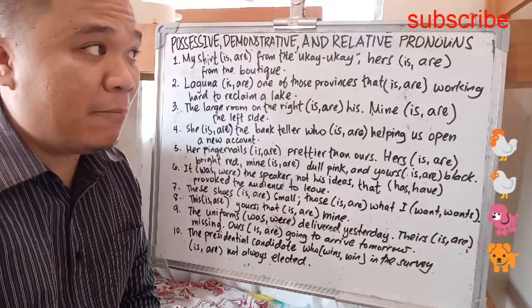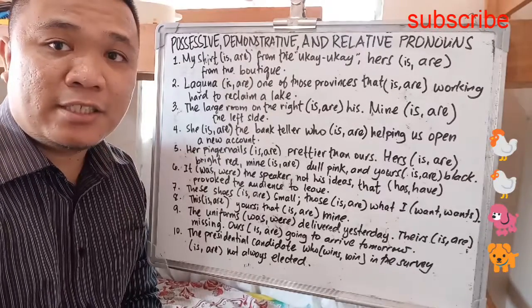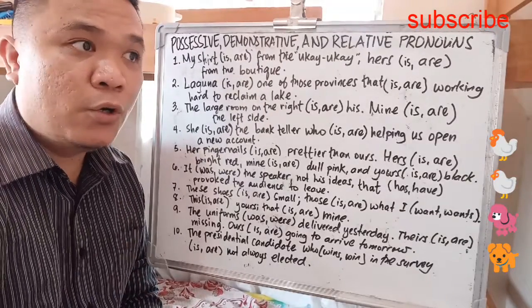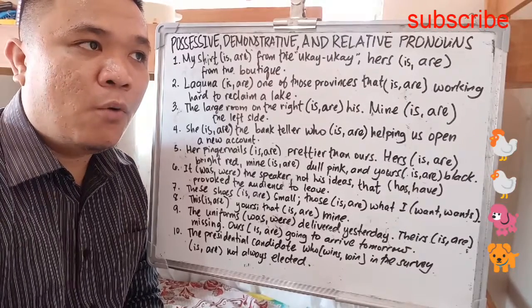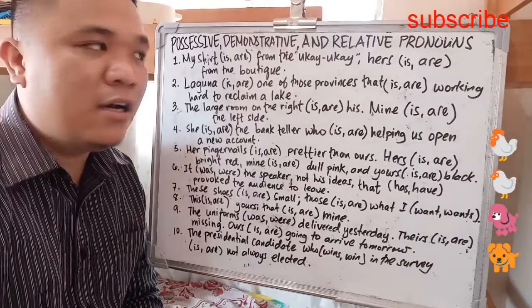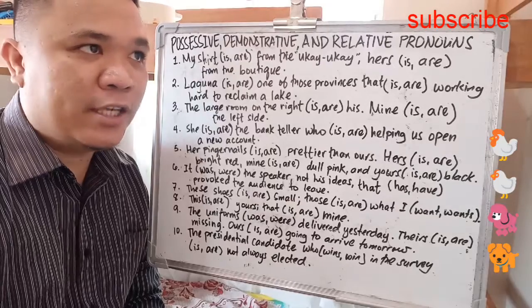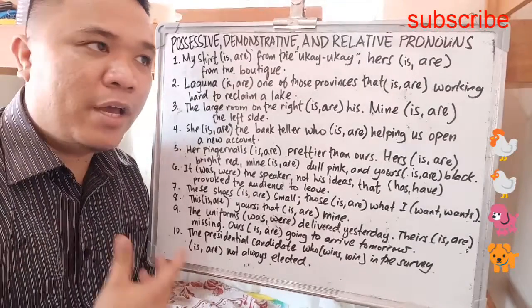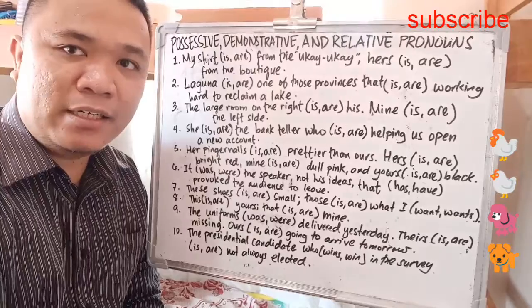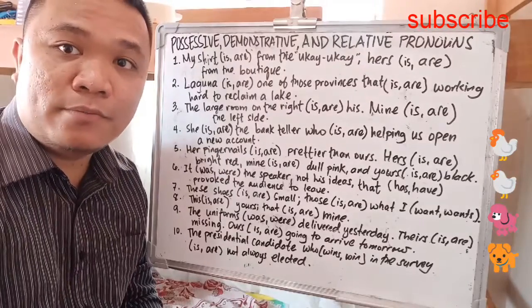Then we have relative pronouns such as who, for example, who is your friend, or you can also say who as a relative clause, like Maria, who is my friend, comes to stay at home.